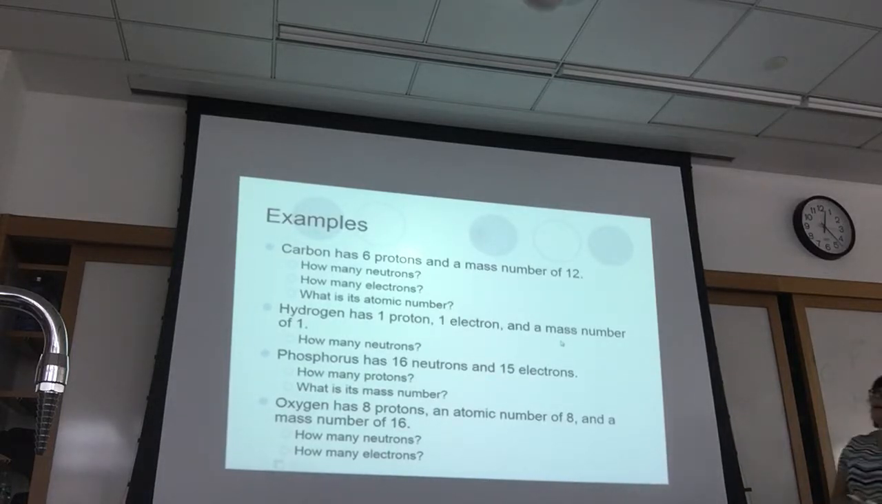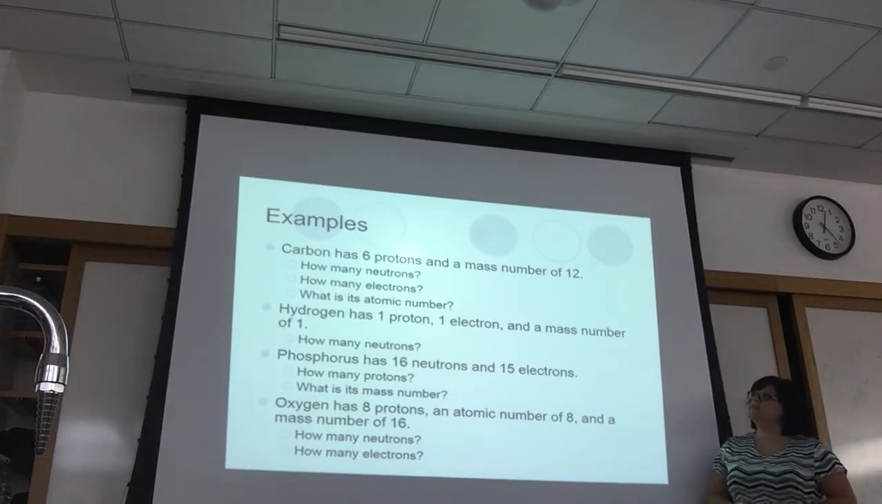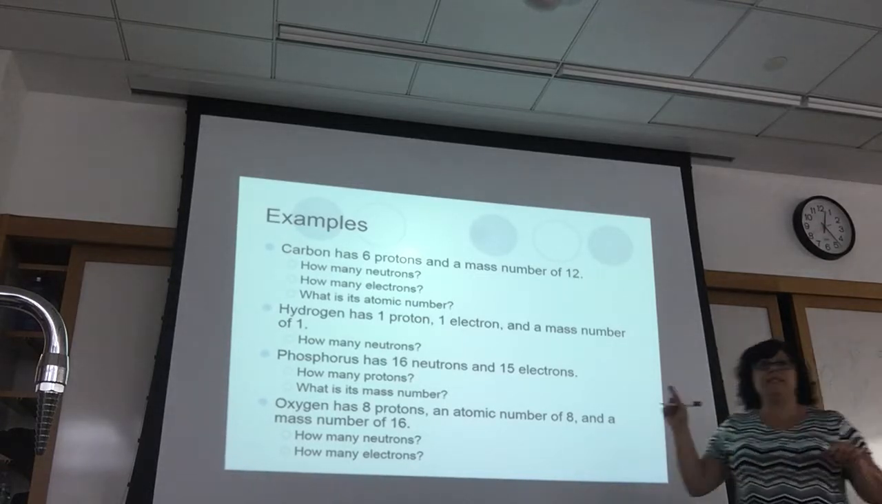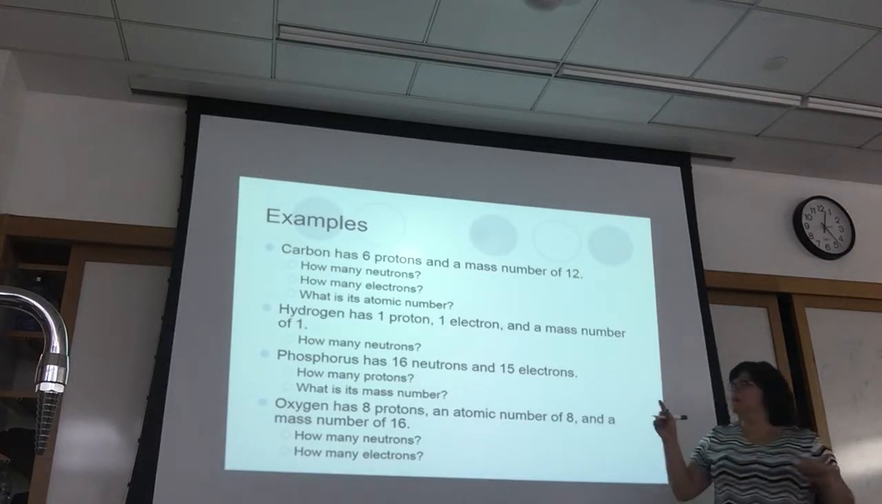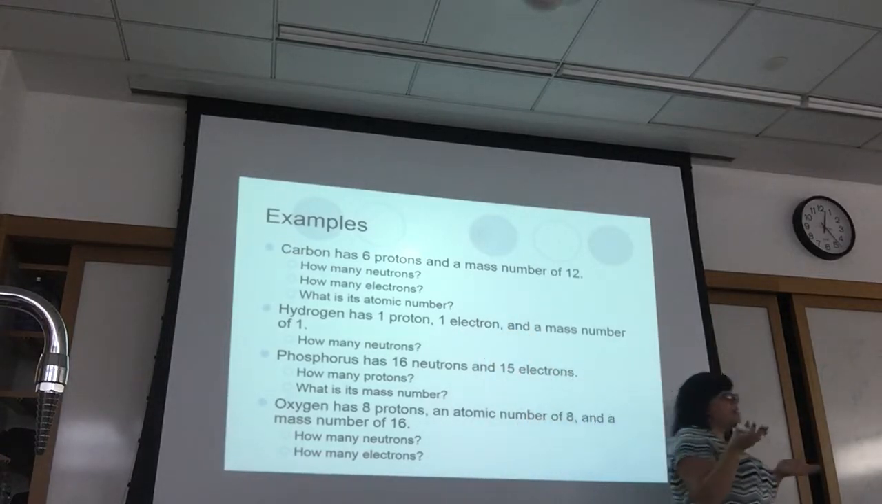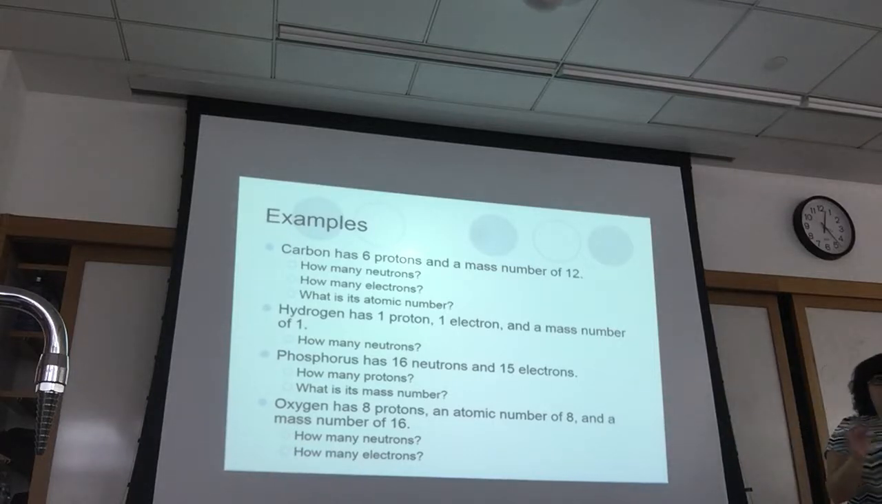Here are some examples. You can practice with these. Some of that we have already done. Carbon has 6 protons and a mass number of 12. How many neutrons? How'd you get that? So it's just like in math, you have to show your work. I want to make sure you're getting it the right way. Good. So you had to do 12 minus 6, right? Because neutrons does not equal protons. Even though it happens to be the same answer, 6, they don't equal each other.